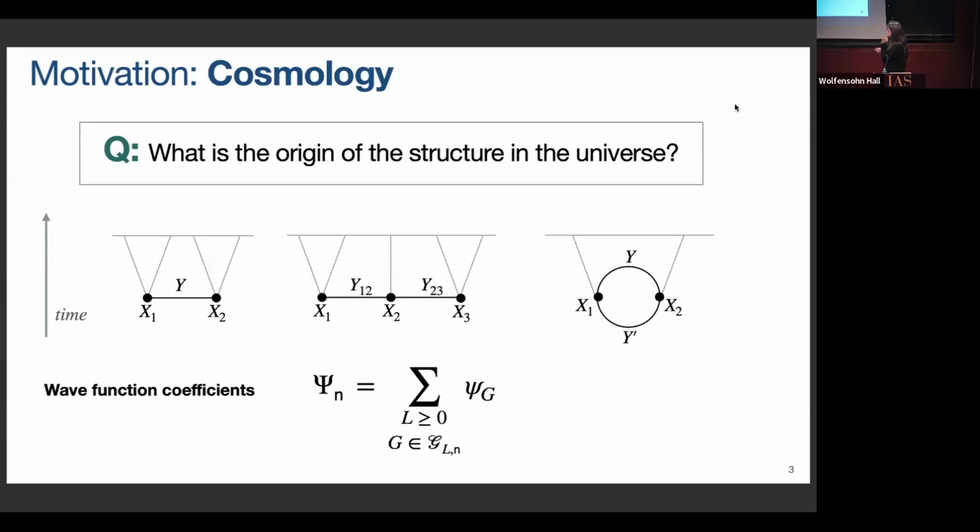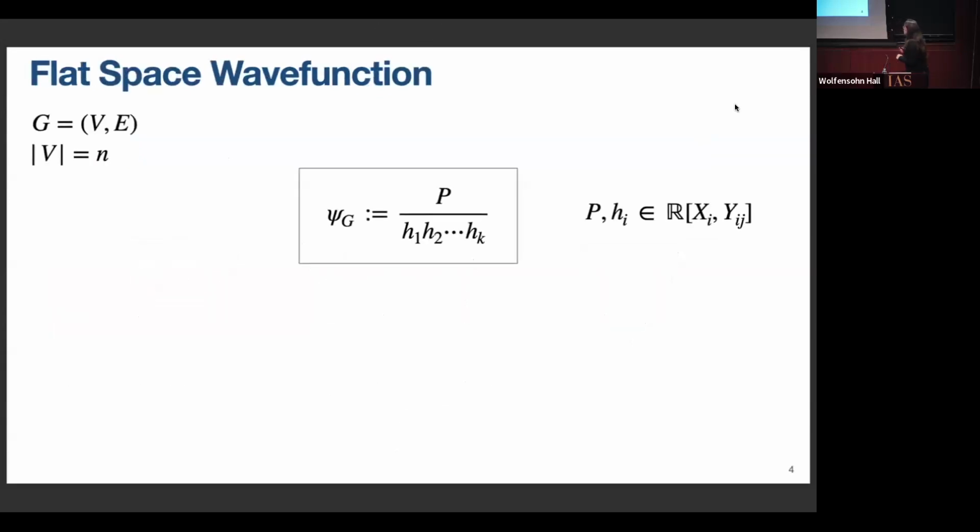And the motivation for these pictures comes from the fact that time plays a central role in cosmology. Okay, so how do I think about the flat space wave function? For me, it's a rational function associated to a graph with vertex set V and edge set E. Now I will fix the size of the vertex set to be n. Then psi_G is a rational function that just has linear forms in the denominator.